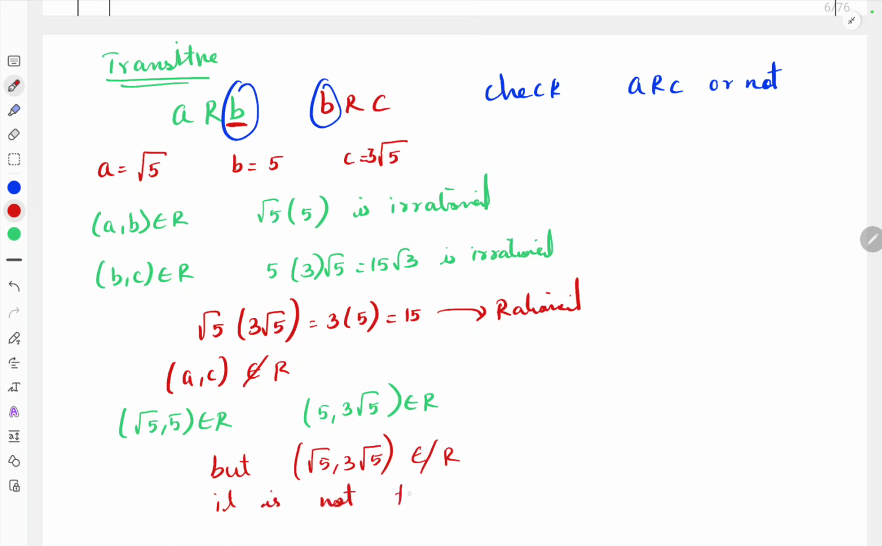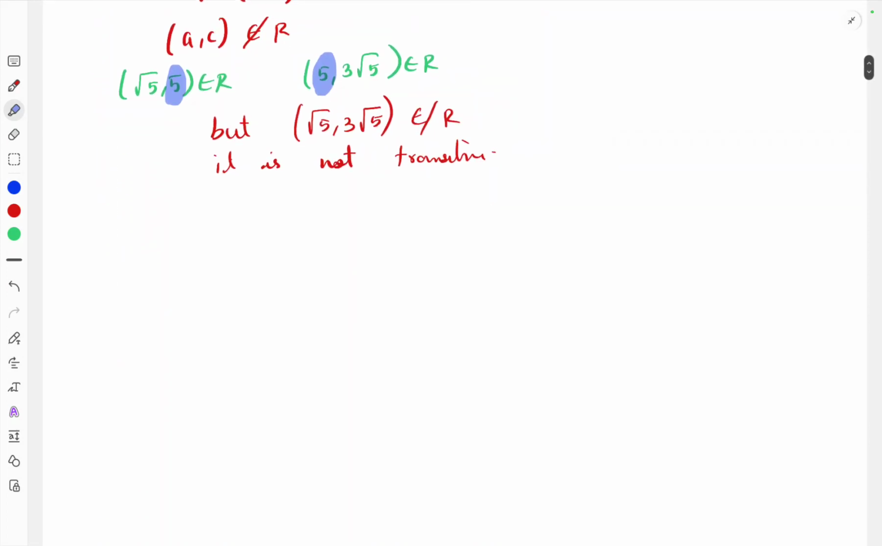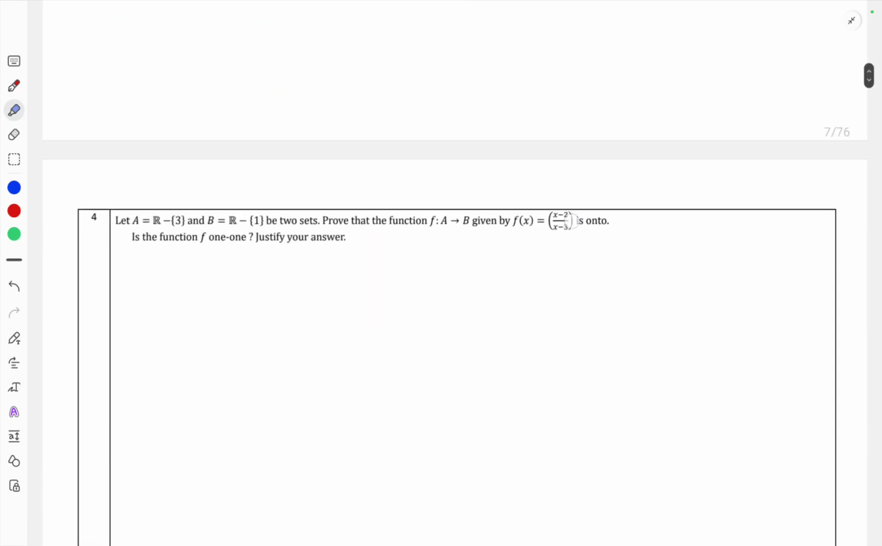It is not transitive. If we see here, this 5 and this 5 are the same element. Root 5 comma 5 belongs to the relation, 5 comma 3 root 5 also belongs to the relation, but root 5 comma 3 root 5 does not belong to the relation. So it is not transitive.